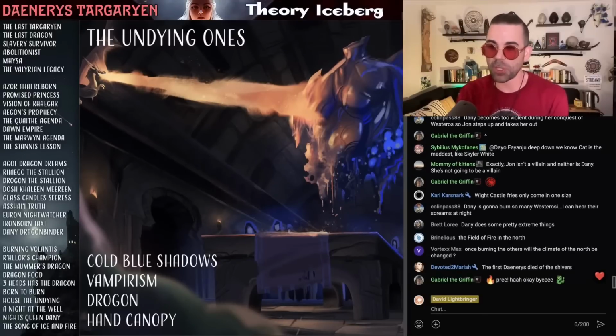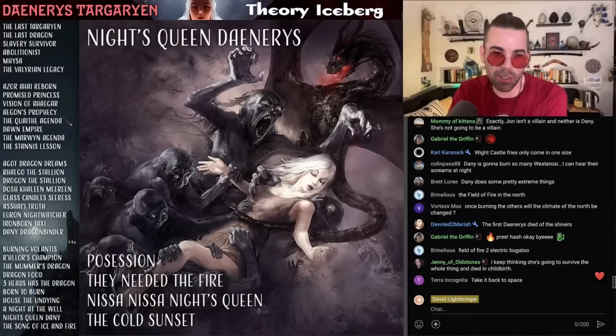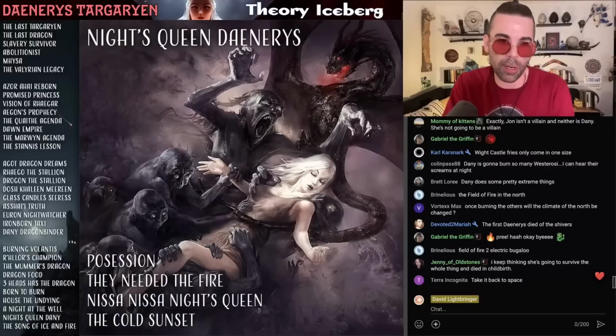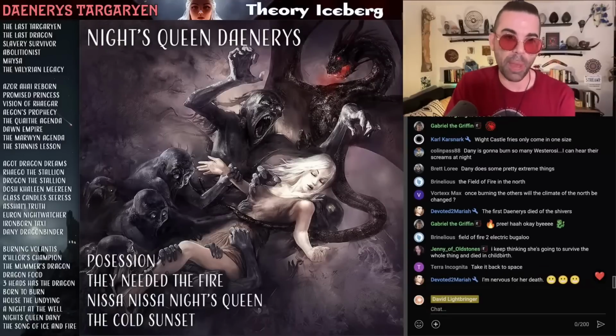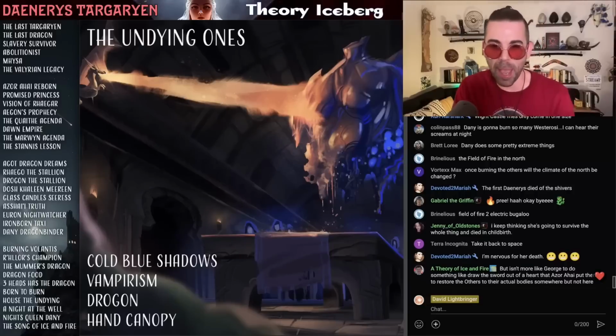The last, okay, couple ideas here. The others, they're vampires. They want to possess Daenerys. When she wakes up, they're sucking and biting. So do the others want to possess Daenerys? I'll talk about Night's Queen Daenerys in a minute, but I just want to show you this Simonetti artwork here, Palace of Dust. It's the best Undying artwork. It's just sick, but I'll get back to that.